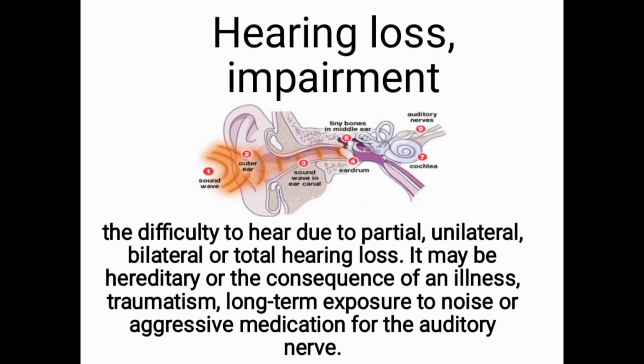Hearing impairment. Hearing impairment is the difficulty to hear due to partial, unilateral, bilateral, or total hearing loss. It may be hereditary or the consequence of an illness, trauma, long-term exposure to noise, or aggressive medication for the auditory nerve. Hearing loss makes it hard to hear or understand sounds. This happens when there is a problem with one or more parts of the ear.